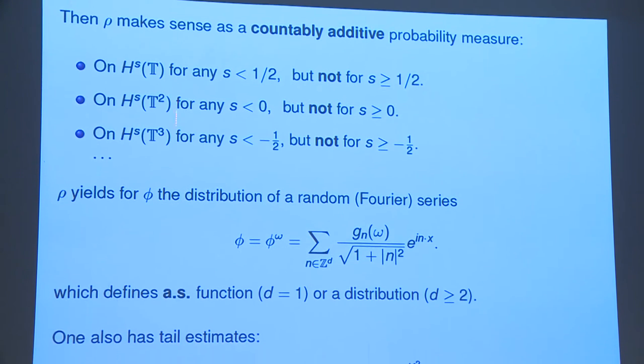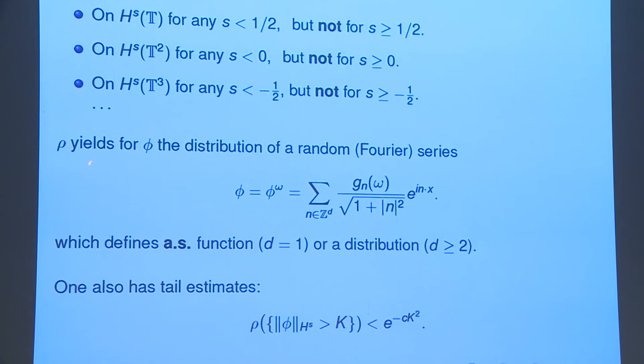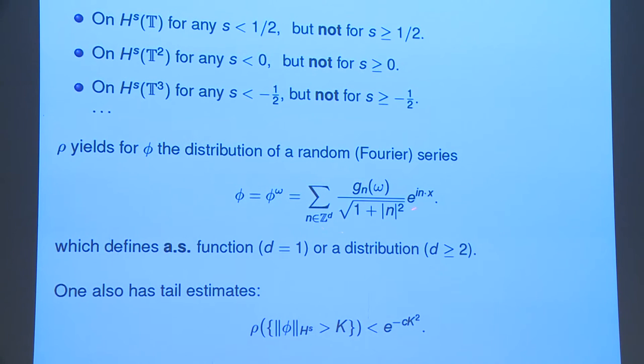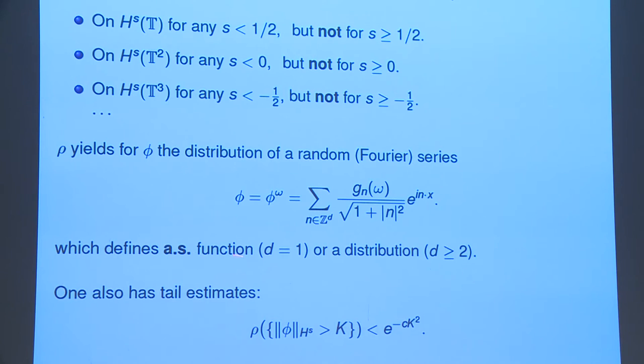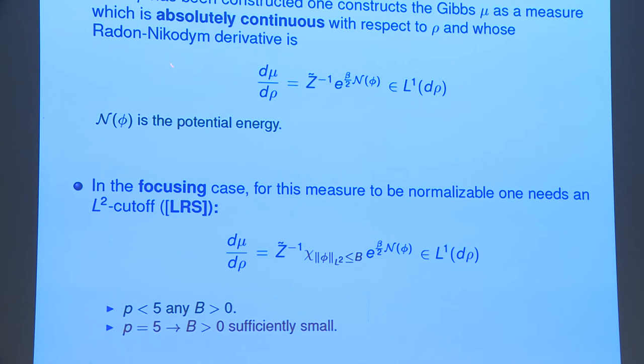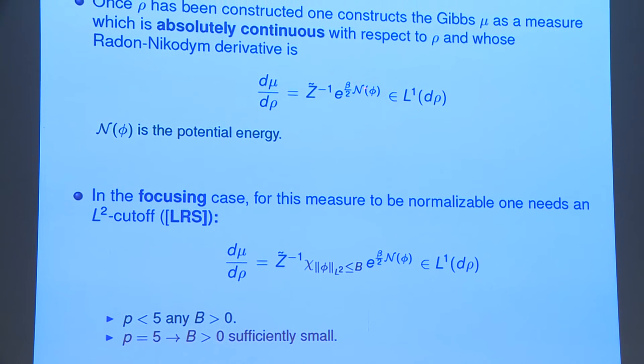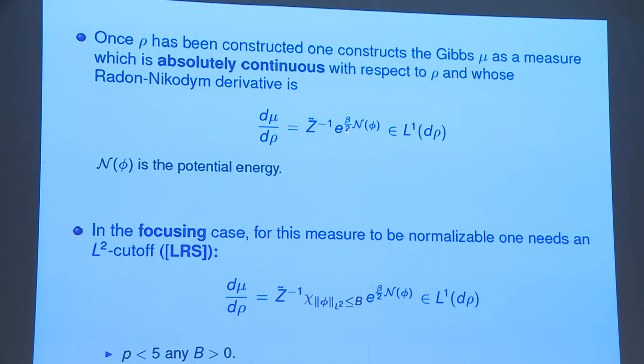And so once you do this, you know that this Gaussian measure is just the law of this random variable. These are the typical elements in the support of the measure. This is how they look. This is a function almost surely in 1D and a distribution in higher D, and you have these tail estimates. As I said before, once you have constructed the Gaussian measure, the Gibbs measure is just a weighted measure where this is the nonlinear part of the Hamiltonian. This is the renormalization. And what you want is for this to be the Radon-Nikodym derivative. You want this to be in L1 relative to rho.